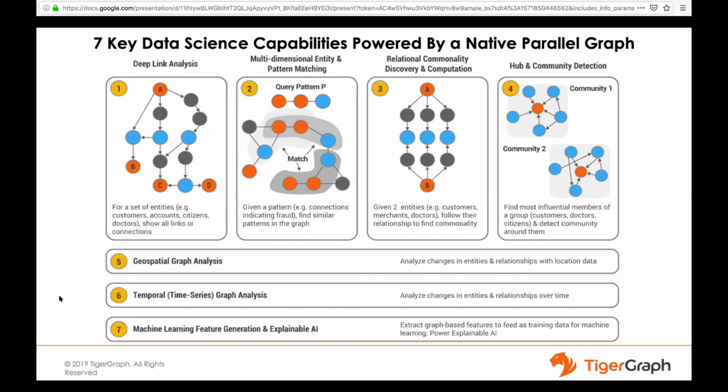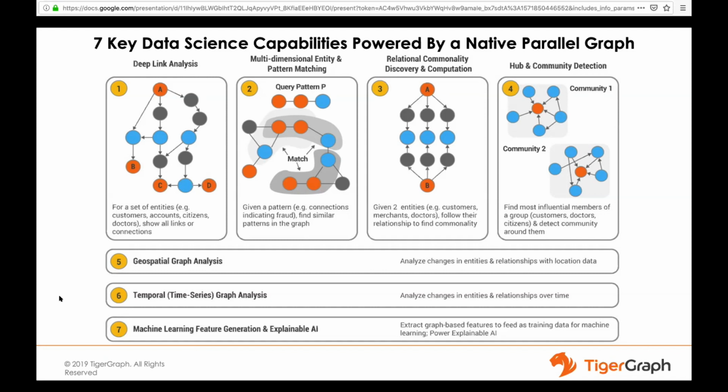Geospatial graph analysis, I don't need to tell you guys who are in supply chain management. You're trying to understand how the goods and services are moving across different geographies. And the geospatial analysis is something that we can do for you across any level of complexity in terms of your geospatial matrix. Time series or graph analysis, where you're doing time-based graph analysis.